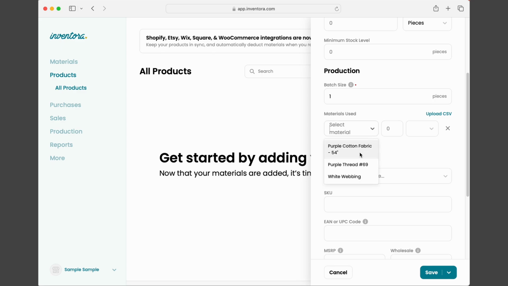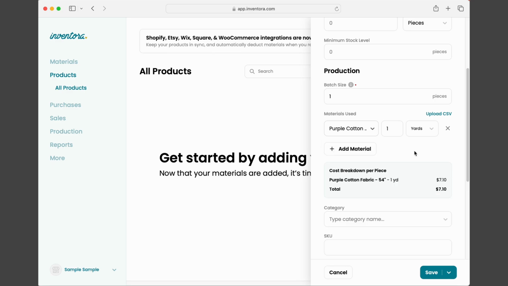I've previously entered this, so I have purple cotton fabric that is 54 inches wide. Let's say that the pattern calls for half a yard. Half a yard is going to cost you $3.55. You can also add more materials, continue to add everything together so you know exactly what the cost of this is. But the problem really for me was I needed to know exactly how much fabric I was using.